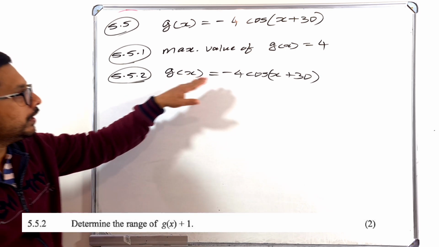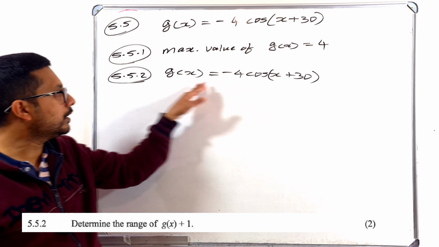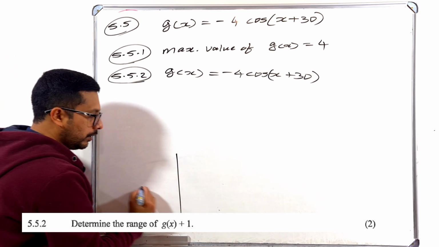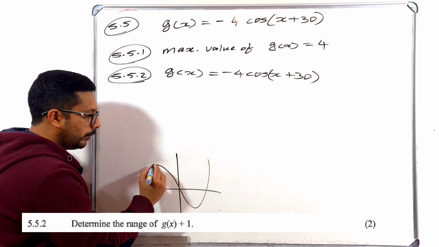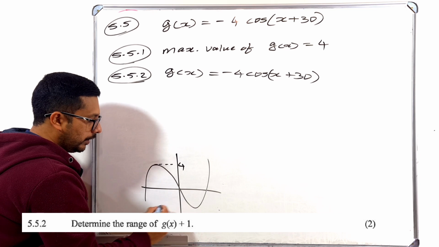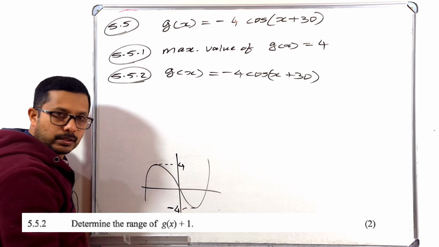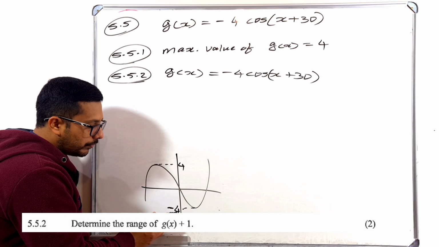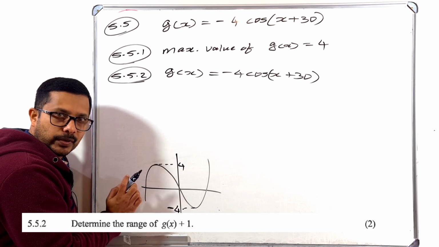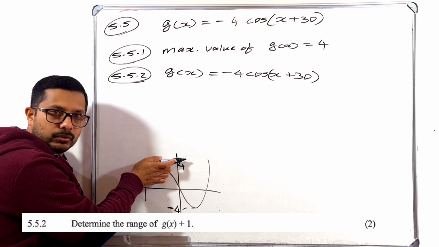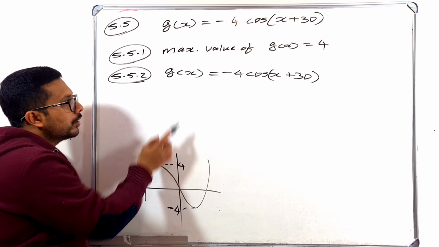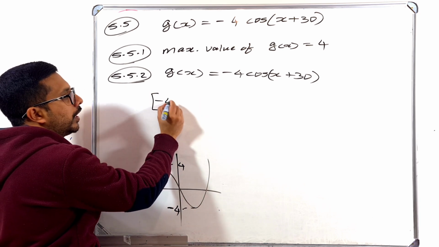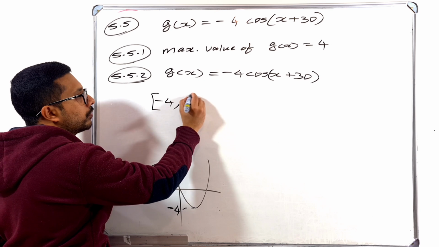Okay, so here what is the range? In this g of x, what is the range? I told you the g of x graph maximum value is 4 and the minimum value is -4. So in this g of x graph, range means possible y values, from -4 to 4. Am I right? Okay, so in this g of x graph, range is from -4 to 4.